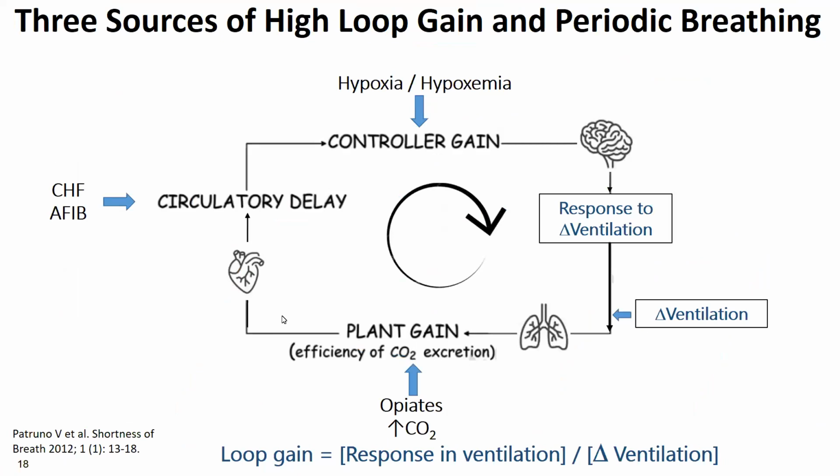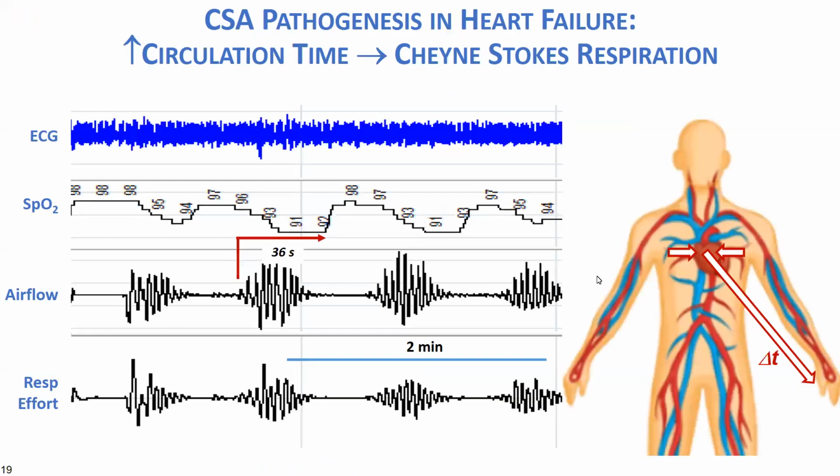Well, the final factor, if you will, that increases overall loop gain really relates to circulatory delay, because circulatory delay leads to a mismatch between the response from the ventilatory control centers in the brain to any perturbation in ventilation. And we'll illustrate that here with a patient who has atrial fibrillation. You see evidence of atrial fibrillation by the irregularities in the heart rate here.